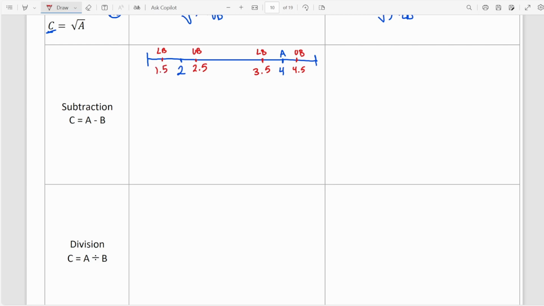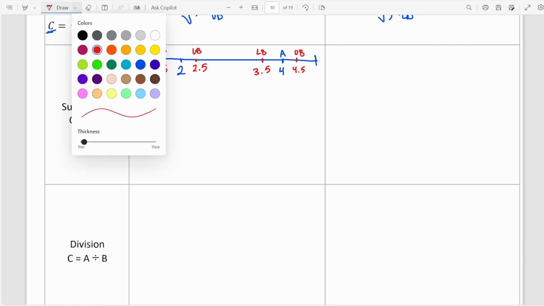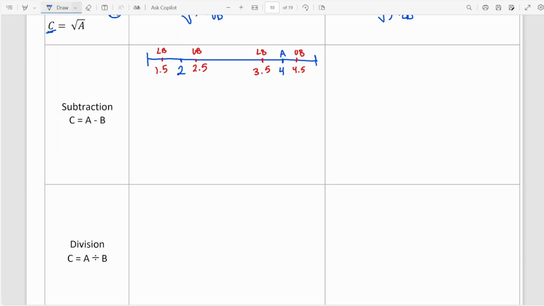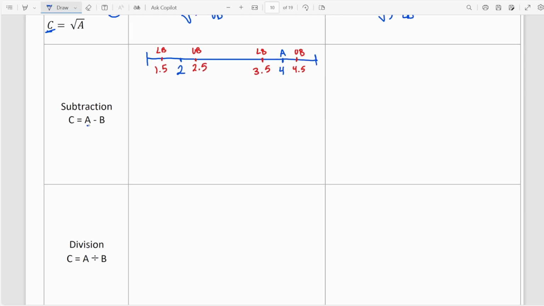Okay? If you're unsure how these results came to be, you would have either not watched the past video about upper and lower bounds, or you forgot how we find upper and lower bounds. So I would highly recommend you go back and watch it before you continue. Now we're going to be subtracting A minus B, okay?